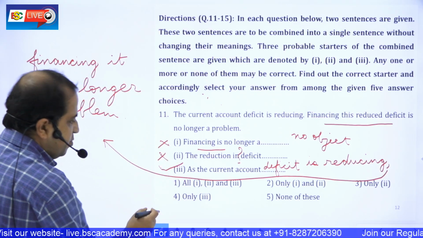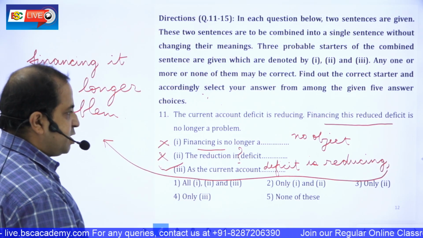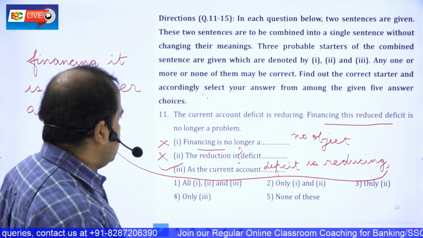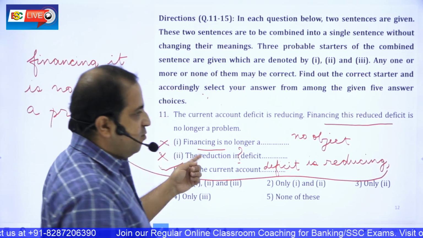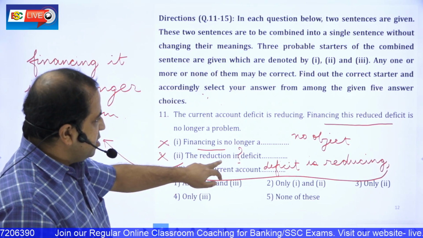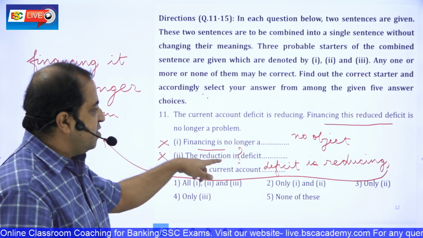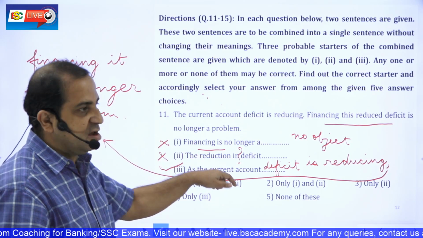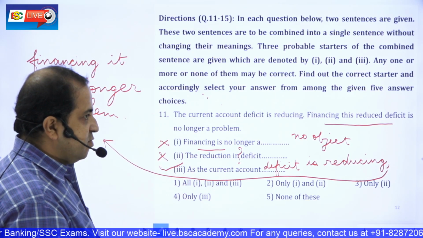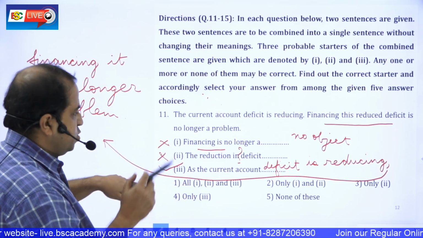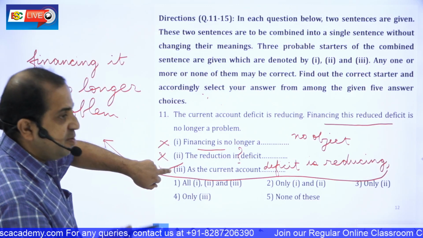So our answer will be what? Akash Patil says option 3. Option 3 will mean only 2. We have already seen why 2 cannot be the answer, because the reduction in deficit, which deficit? We are talking about current account deficit. So who will put in these words, current account deficit? So we cannot go for that.